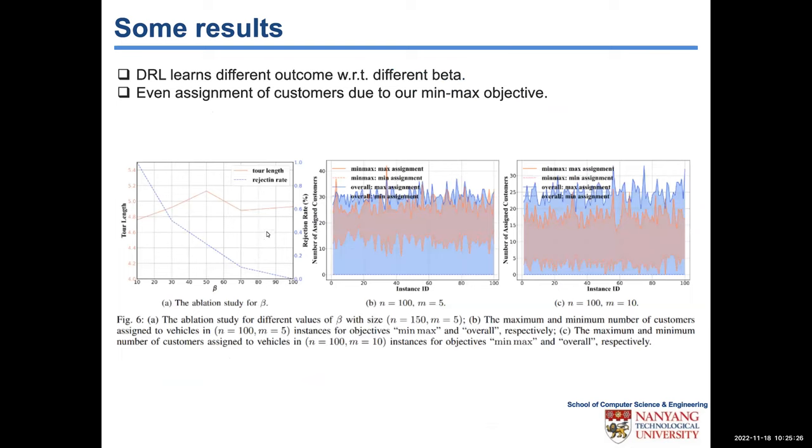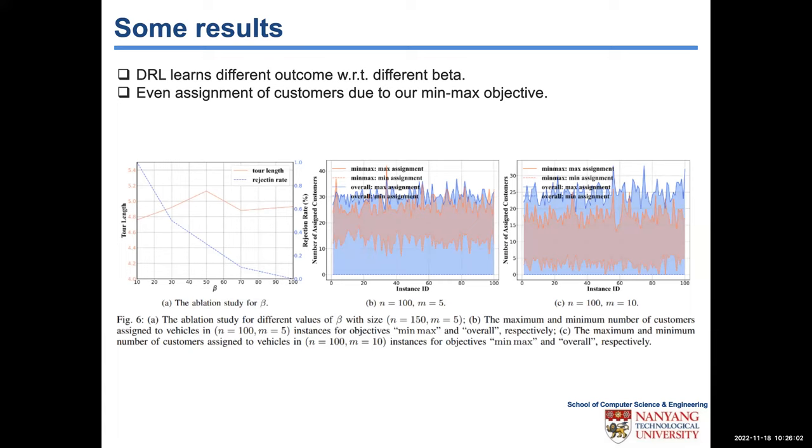And some other findings. As I mentioned before, we actually test different objectives. Let's first look at the figures in the middle and on the right. This is the number of assigned customers for each instance. Let me explain what this figure means. Let's imagine the overall objective.